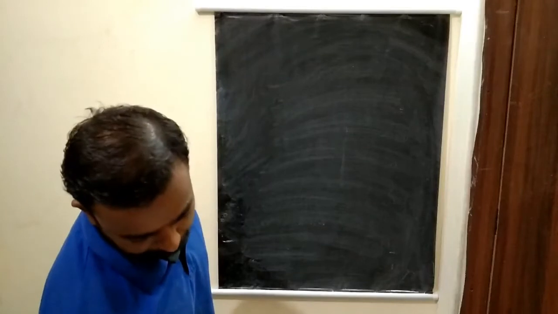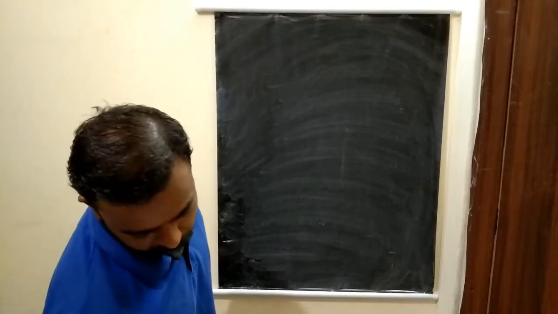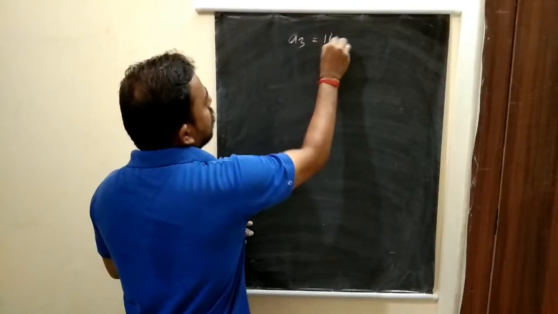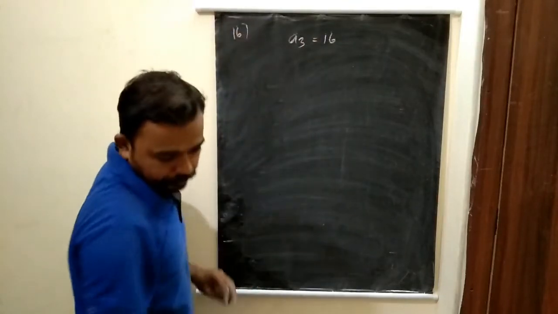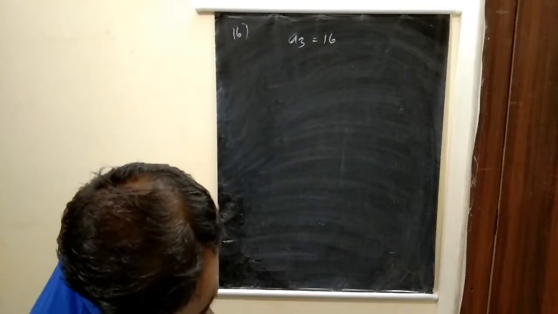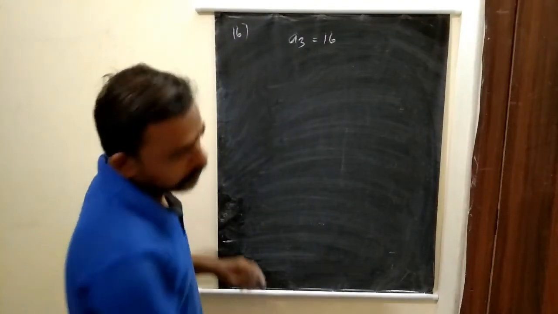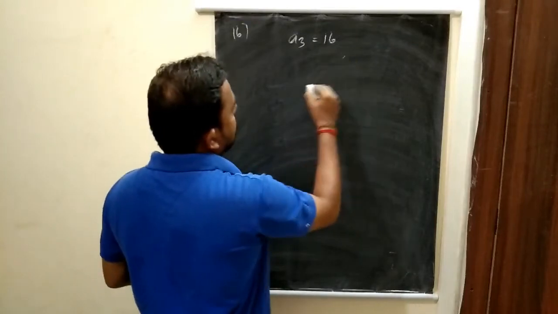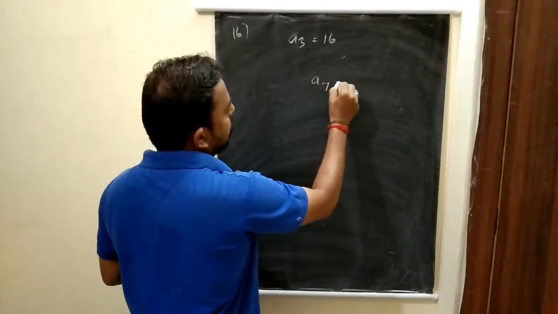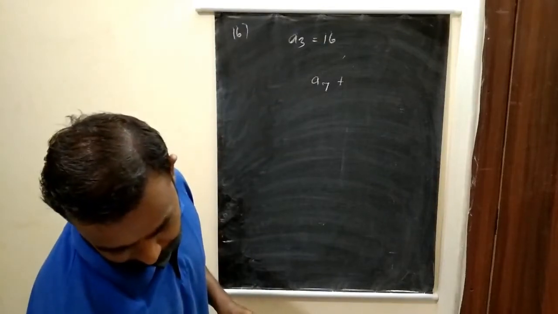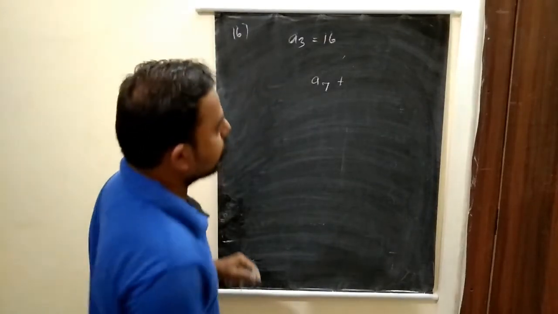16th problem. Determine the AP whose third term is 16. A3 equal to 16. The seventh term exceeds the fifth term by 12. The seventh term exceeds the fifth term by 12.